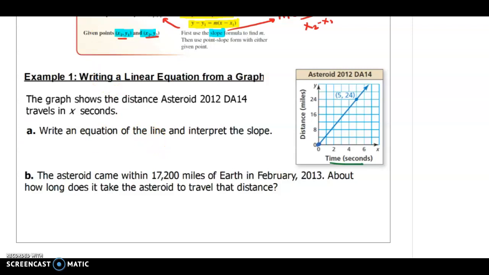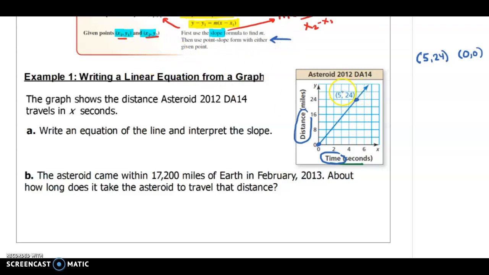All right, so let's look at example 1 now. It says the graph shows the distance that asteroid 2012 DA14 travels in x seconds. Notice across our x-axis is seconds and across our y-axis is distance. If I look here, I have a point and another point on the line. One of my points is (5, 24), and the other one is the origin, (0, 0).